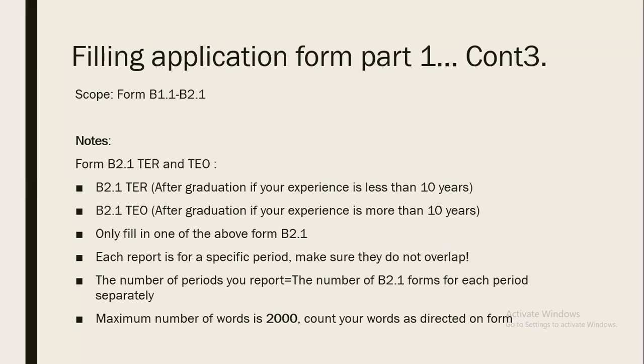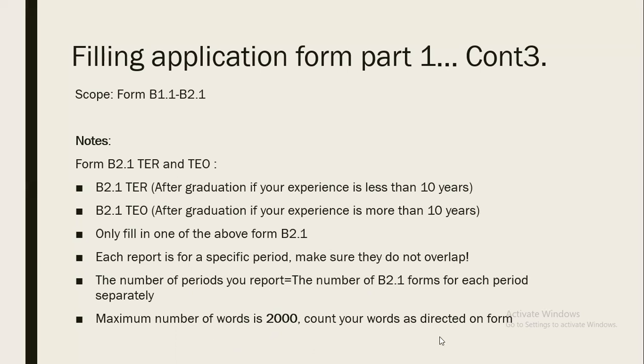And then each report is for a specific period, and make sure that they do not overlap. So if you are filling the TER, then you are required to fill in each report as a separate period and as a separate form. So if you have, for example, 6 reports, then you must have 6 B2.1 forms with each report according to the number of periods that you have.